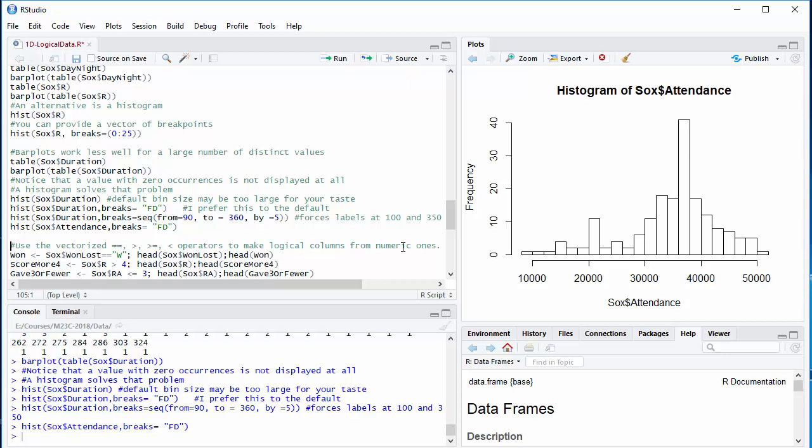Now, you've already seen that the is equals operator is vectorized. So are the greater than or equal to, and less than operators. So we can use these to make logical columns out of numerical ones.